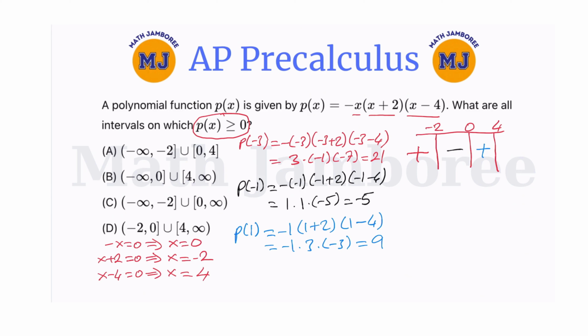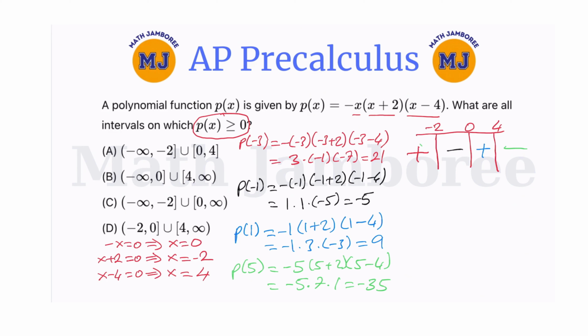And after 4, we have 5 as a test point. Let's use positive 5. If I put 5 for the x, negative 5 times (5 plus 2) times (5 minus 4). This becomes negative 5 times 7 times 1, which is negative 35. So the sign after 4 is negative.